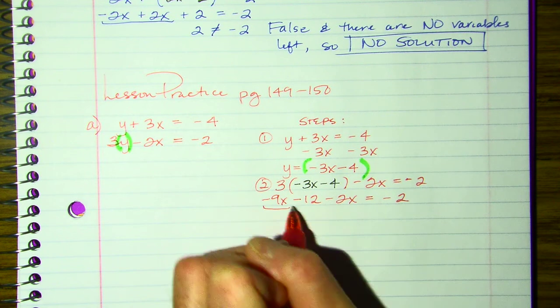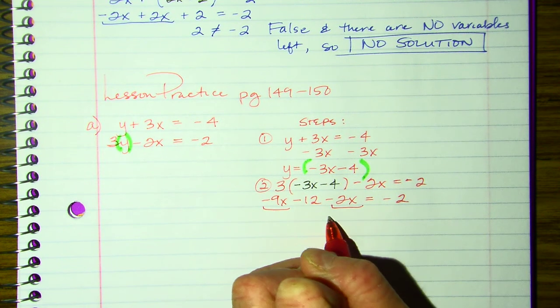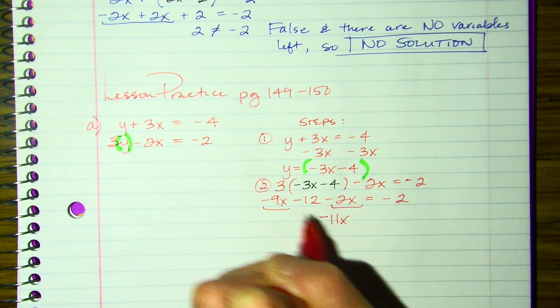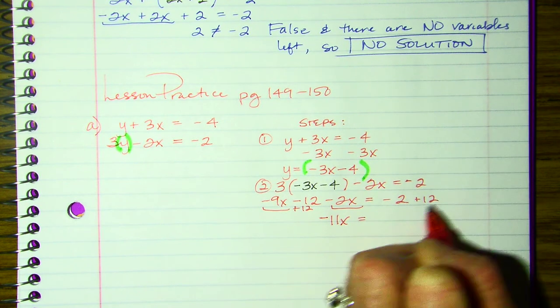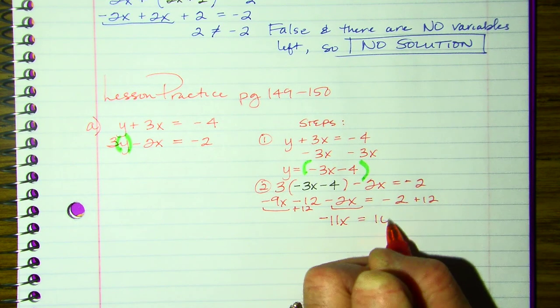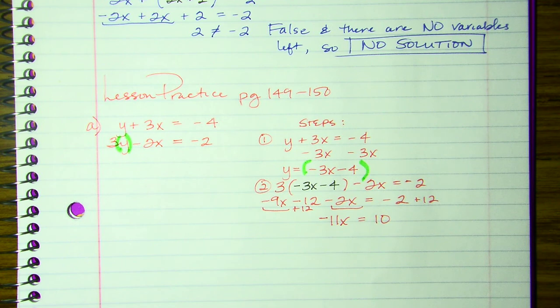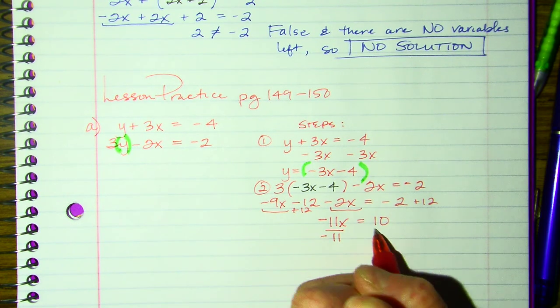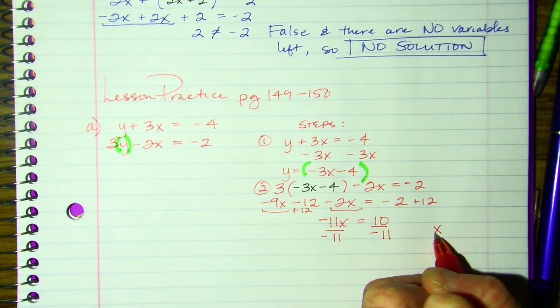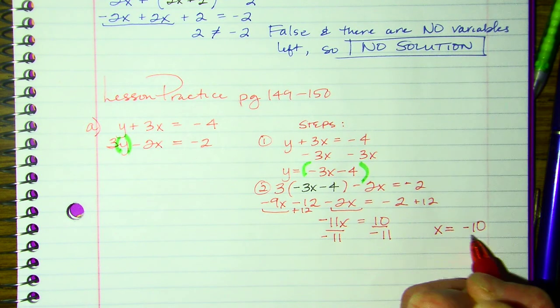I'm going to combine like terms, so that's negative 11x. And I'm going to add 12. And I get 12 minus 2, I get positive 10. Okay, so then I'm going to divide by negative 11. And x equals negative 10 over 11.